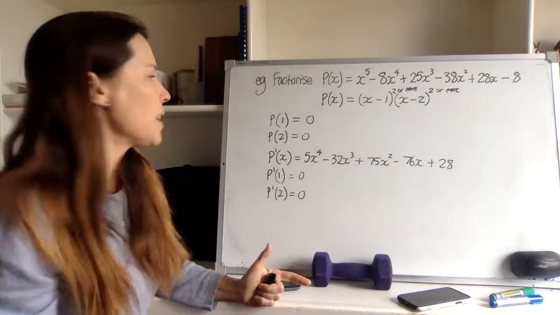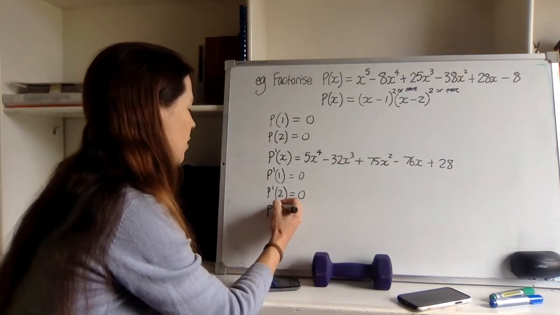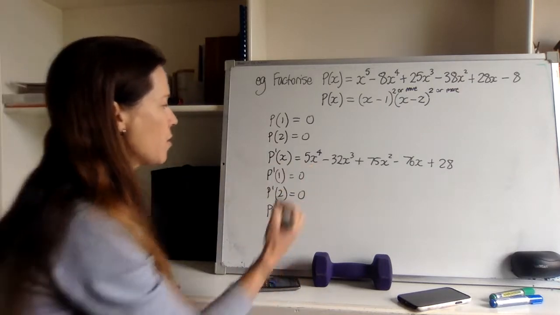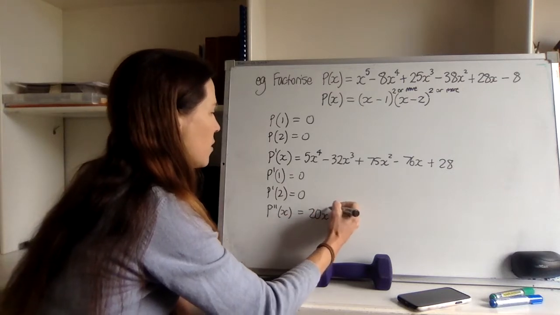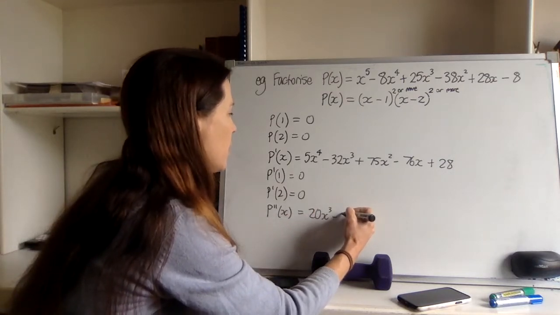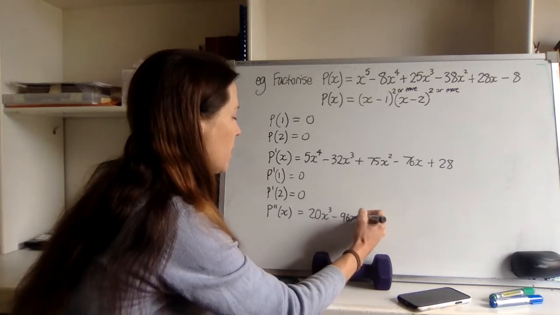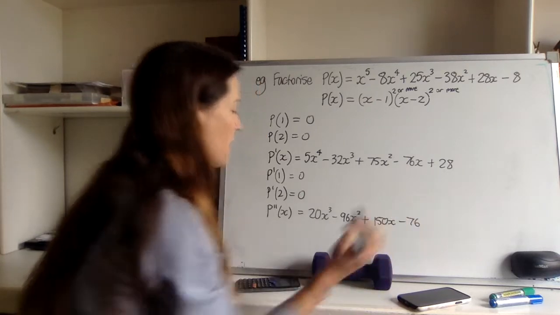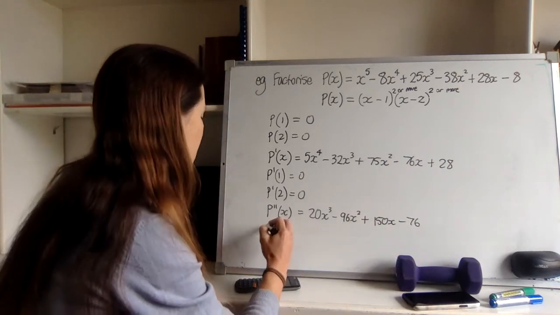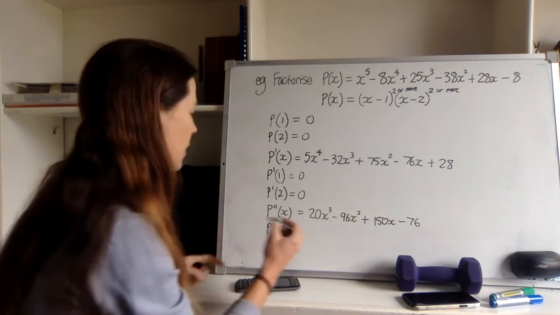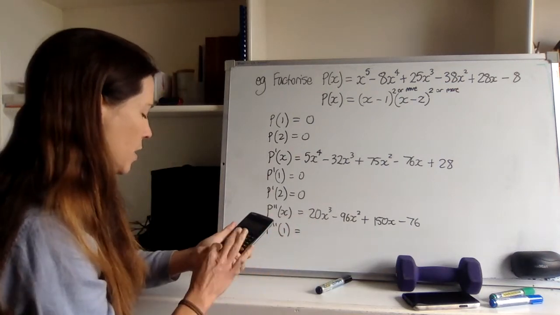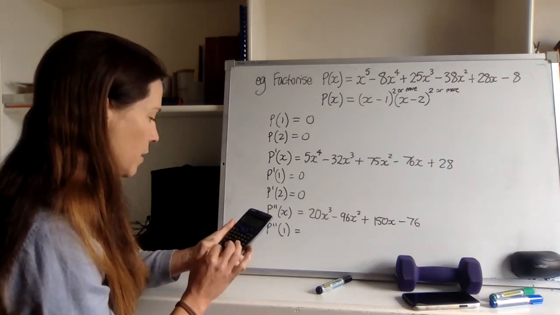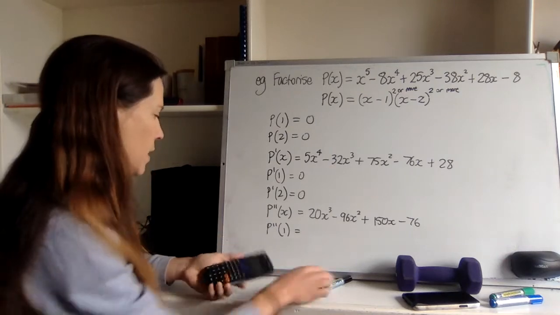So if I found that their multiplicity is 2 or more, it probably makes sense to go ahead and see if it's greater than that. So let's find the next derivative by differentiating this one. We're going to get 20x cubed minus 3 times 32, which is 96x squared, plus 150x minus 76. So now let's sub in 1 to that, which should be quite easy. We just need to do 20 minus 96 plus 150 minus 76, and we get negative 2, so that didn't give us 0.